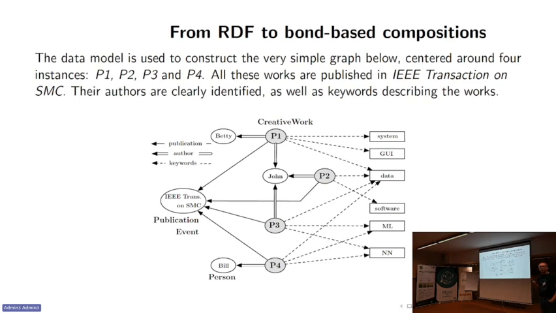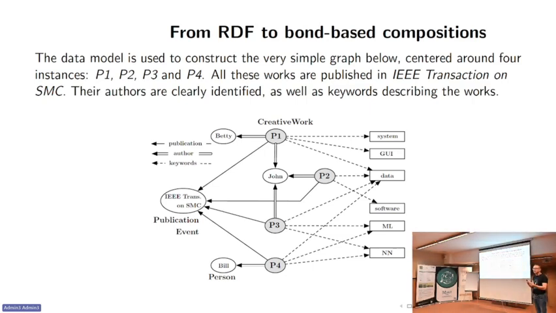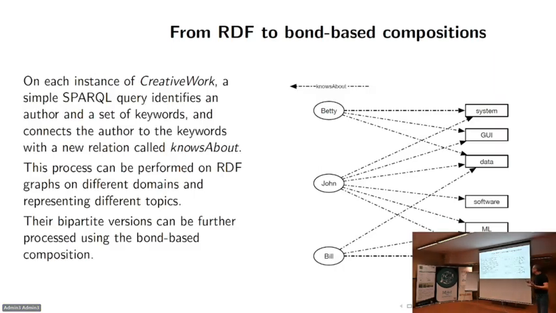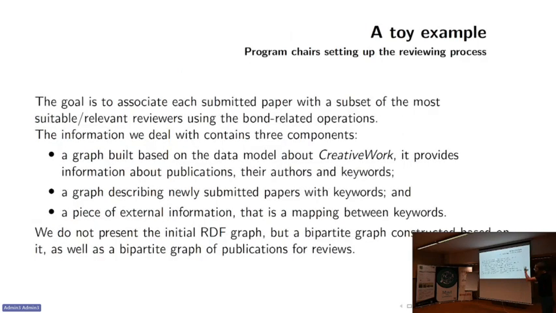Okay, then assume that we have our graph and we have a particular problem which requires us to somehow compose some existing relations in the graph. We could, for instance, be interested in, let me go back here.